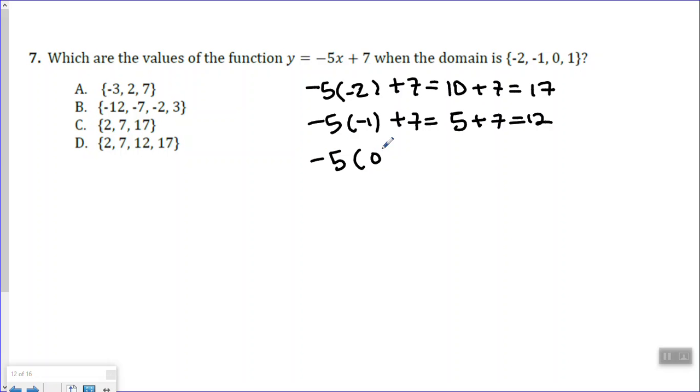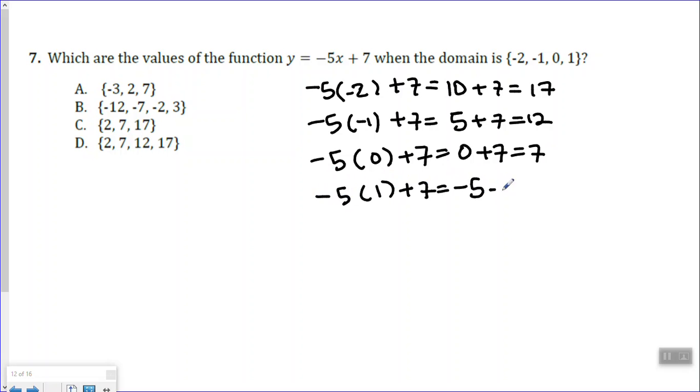Negative 5 times 0 plus 7. Negative 5 times 0 is 0. 0 plus 7 is 7. And then negative 5 times 1 plus 7: negative 5 times 1 is negative 5, plus 7 is 2. So if you look at the answer choices, you should have 2, 7, 12, 17. Your answer is D.